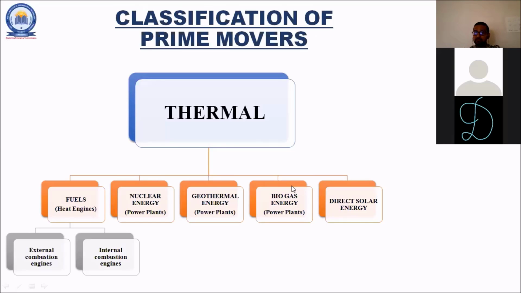I think you are aware about the biogas industry or the biogas energy. So the biogas energy is utilized in the power plants, that is the biogas plants or the natural gas plants, and in simple sense we know it as the gobar gas plants. And the last classification in the thermal prime movers is the direct solar energy. And you are aware that right now majority of the systems related to the mechanical energy are being converted to using the solar energy.